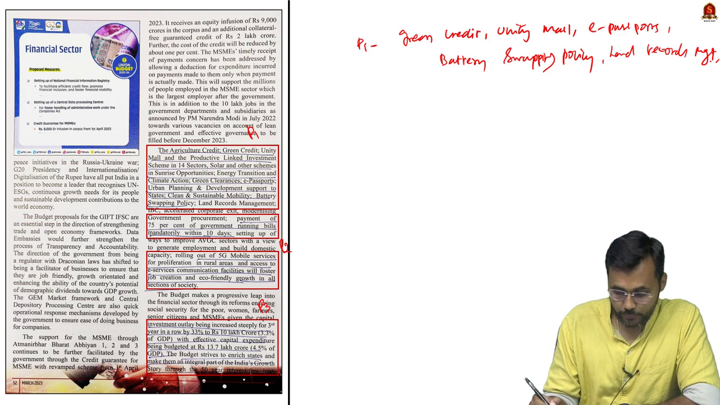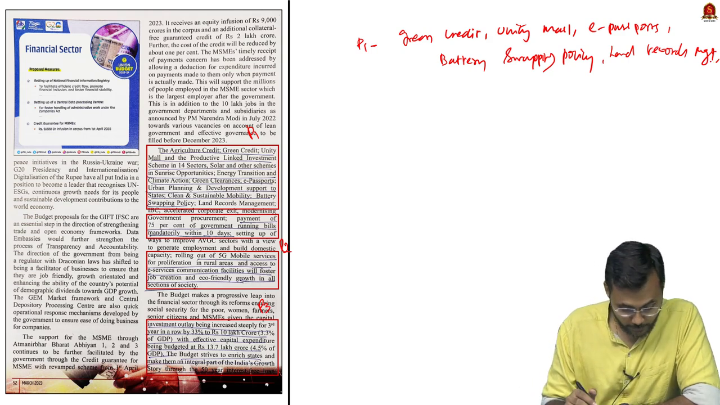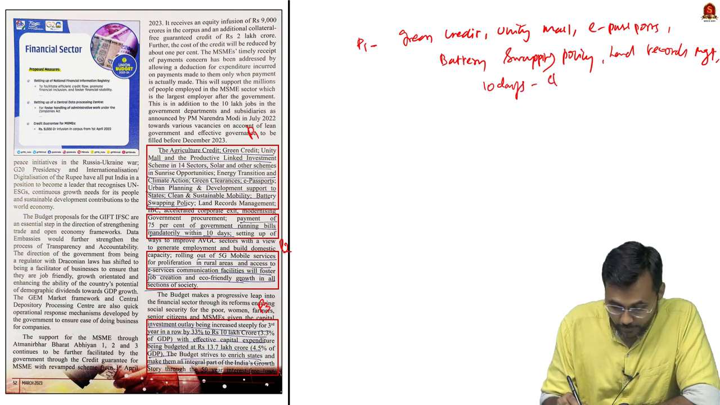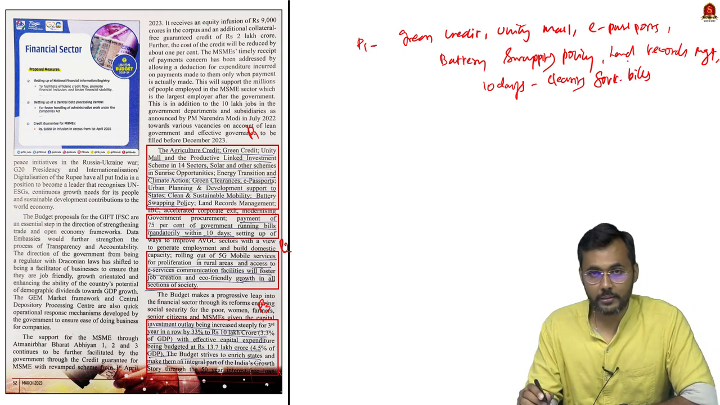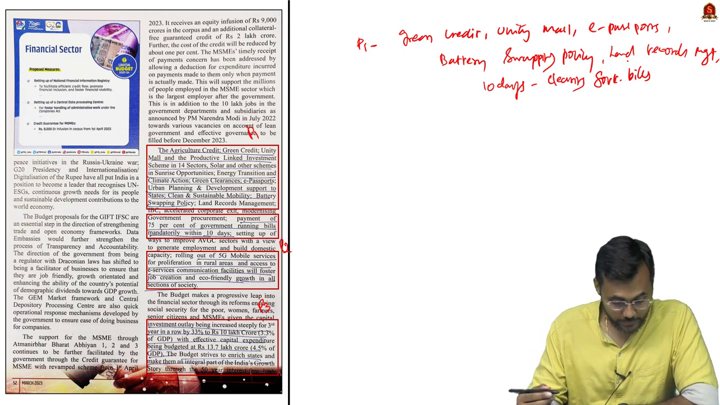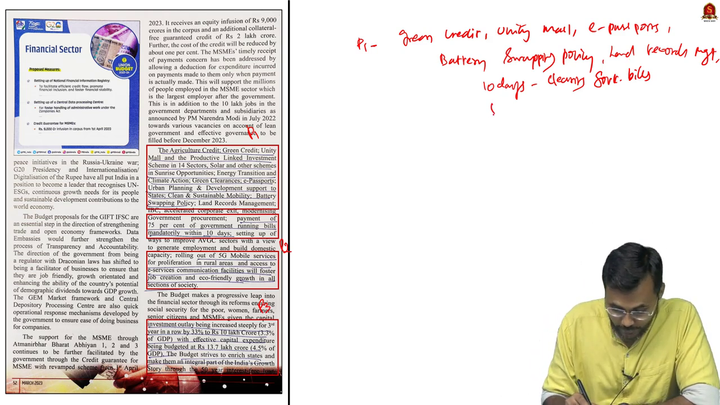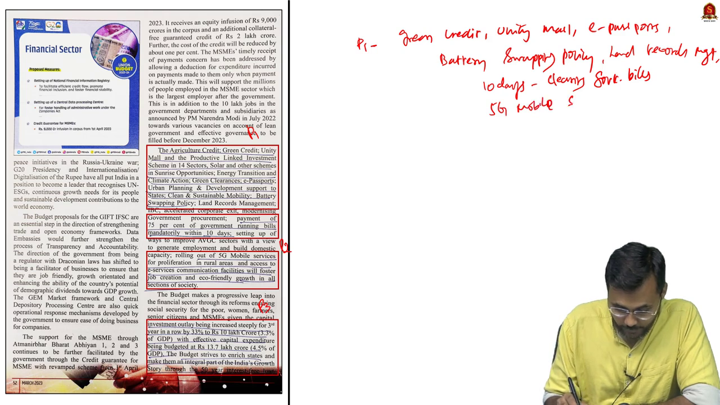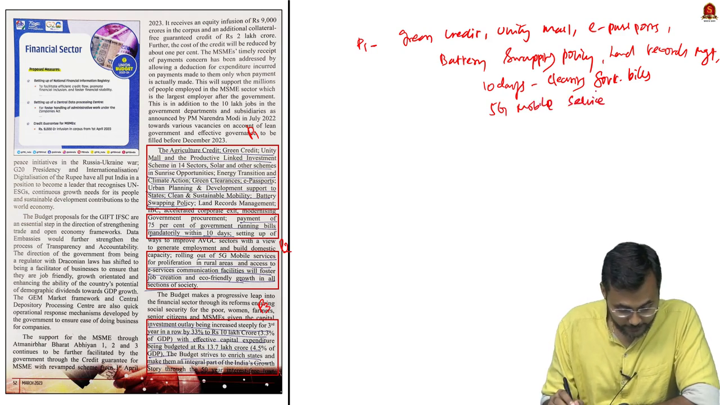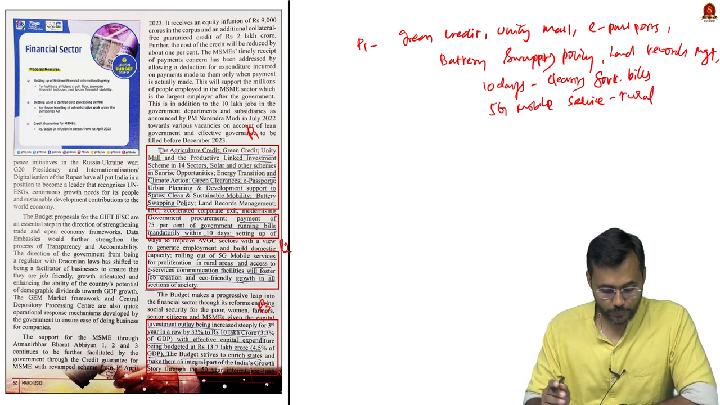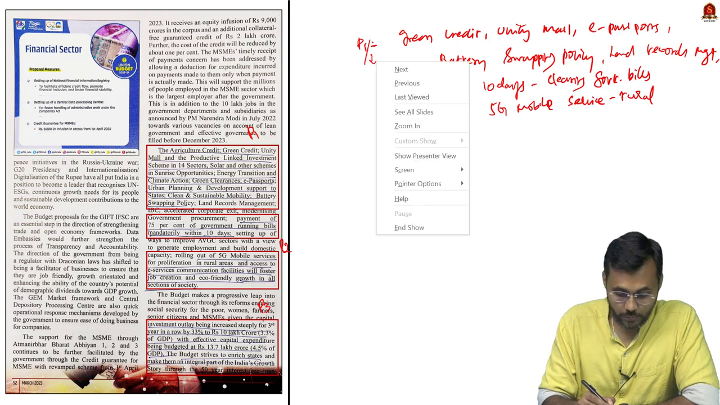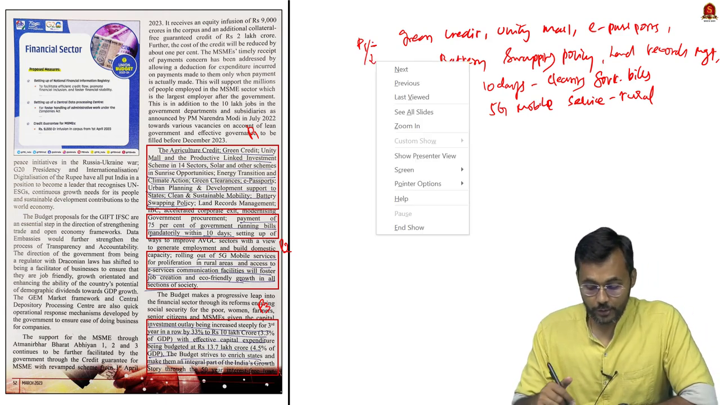Land records management. It all has a positive impact on people's lives, land records management, and also 10 days for clearing government bills. So if the government wants to give money to any private party, the government has set the rule that within 10 days they want to clear the bills. That is also part of it. And 5G mobile services being promoted in India, especially in rural areas. So paragraphs 1 and 2 primarily focused on the important initiatives taken in India for the last 3 to 4 years.